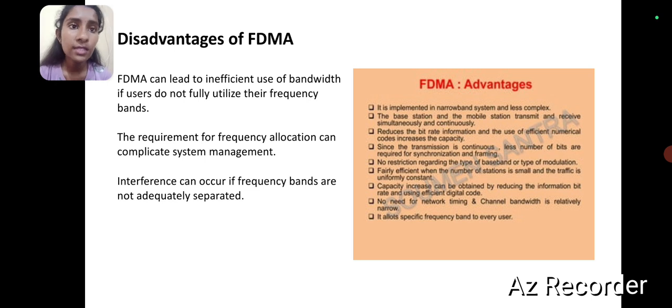Next, we have a few disadvantages of FDMA. FDMA can lead to inefficient use of bandwidth if users do not fully utilize their frequency bands. The requirement for frequency allocation can complicate system management. Interference can occur if frequency bands are not adequately separated. It is implemented in narrowband systems and is less complex. It allots a specific frequency band to every user. Since the transmission is continuous, fewer bits are required for synchronization and framing.